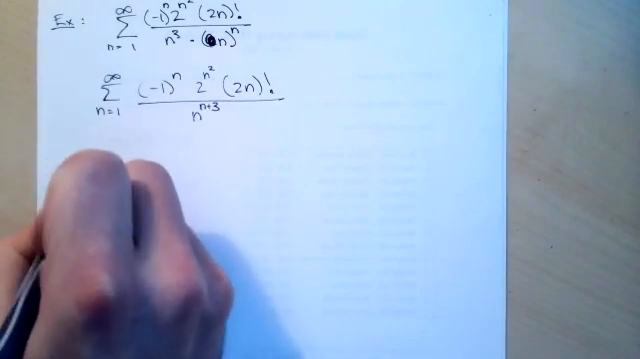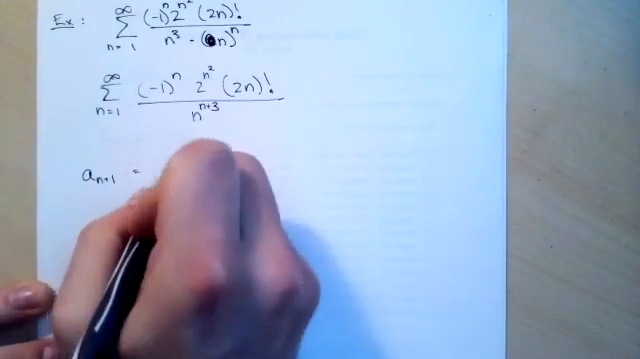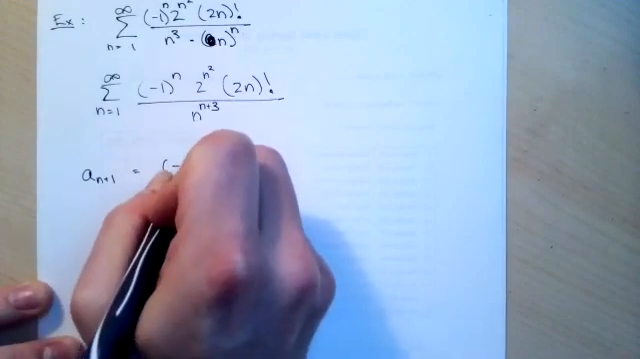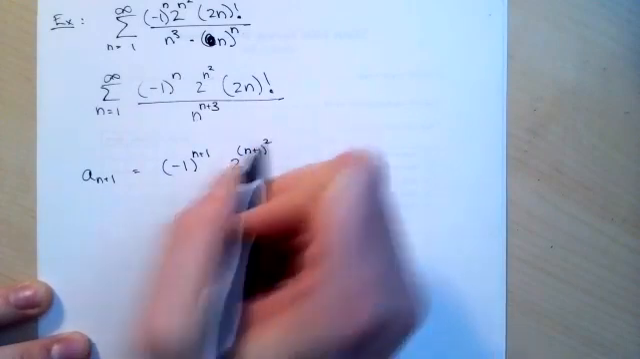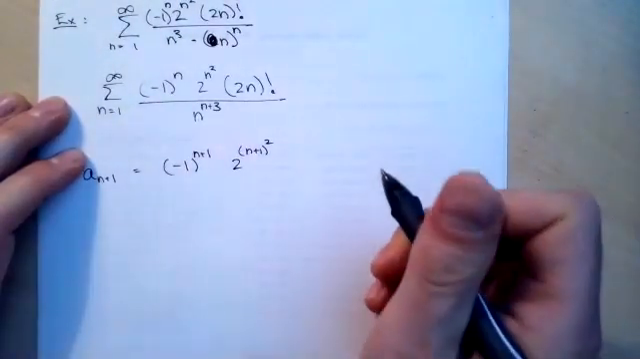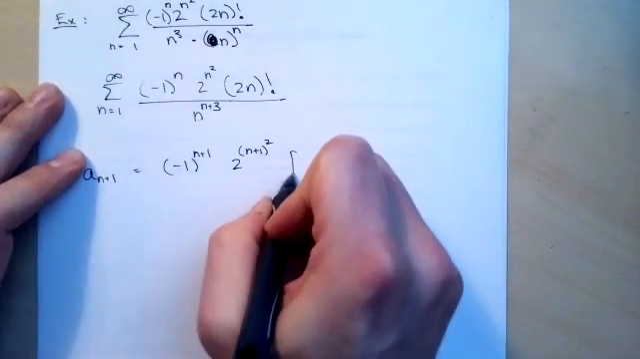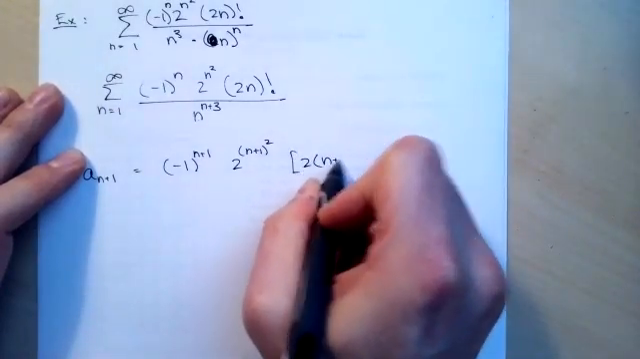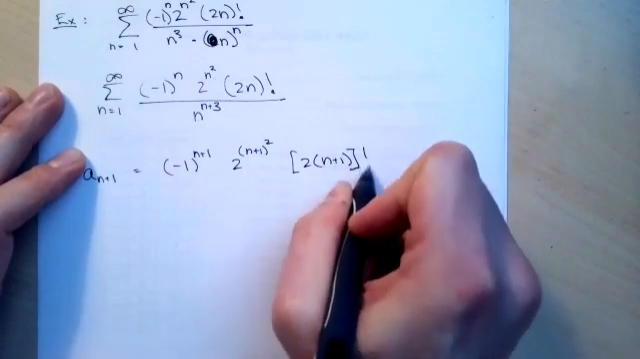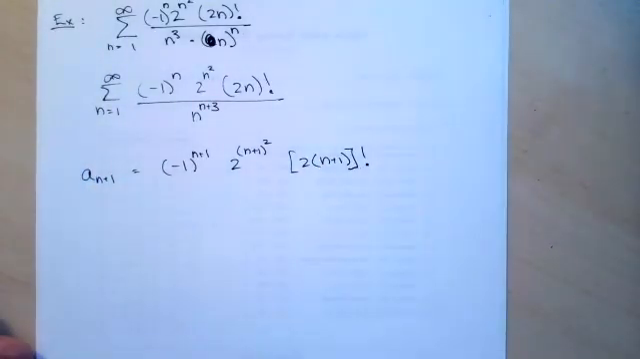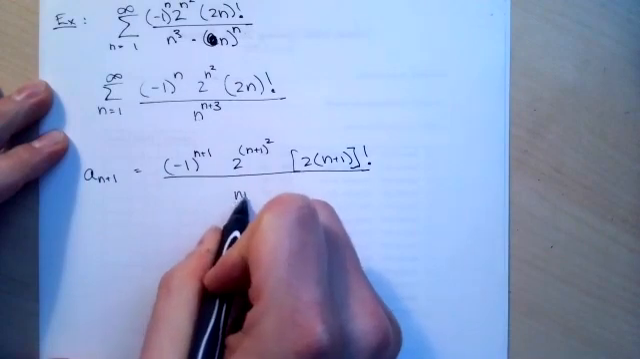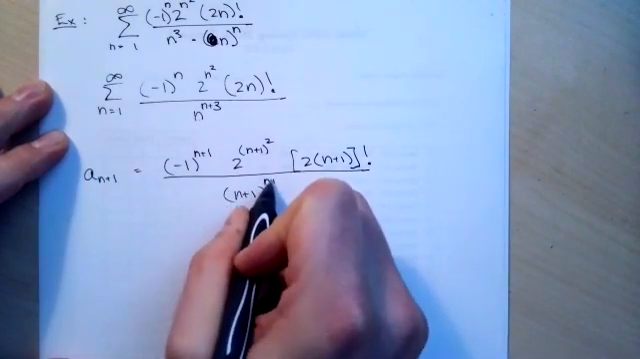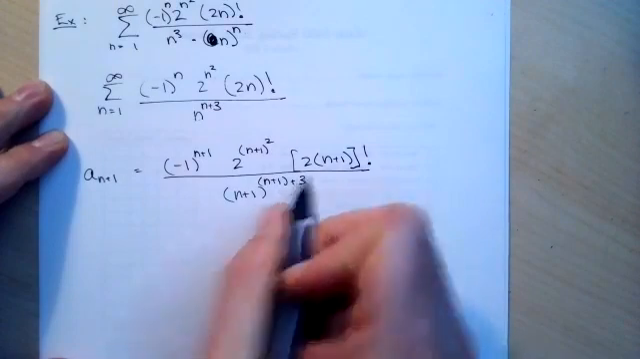I'll just keep that there. Let's write our a_{n+1}. We're going to have a minus 1 to the n plus 1, 2 to the n plus 1 squared. So mind your parentheses with all these. Then the factorial will be 2 times the quantity n plus 1, factorial. Right? We are sticking in n plus 1 for all the n's and putting those in parentheses. Then we have n plus 1 raised to the n plus 1 plus 3.